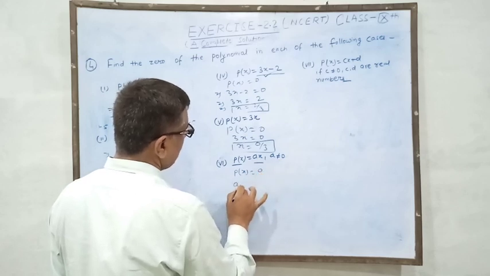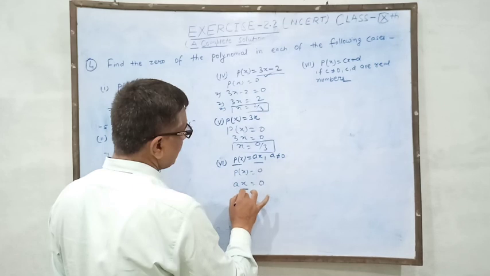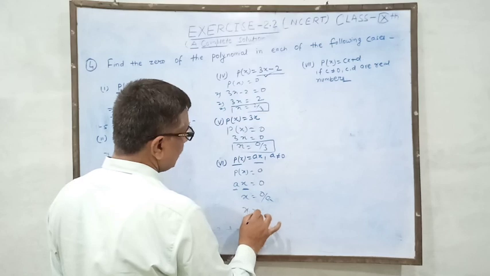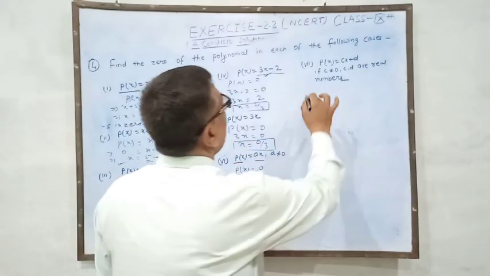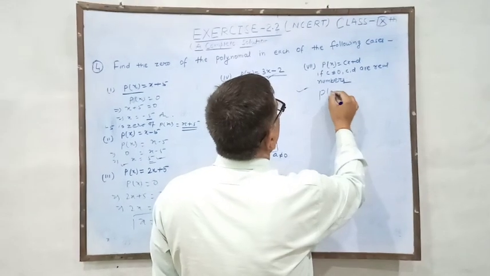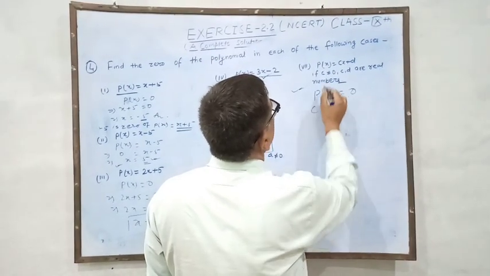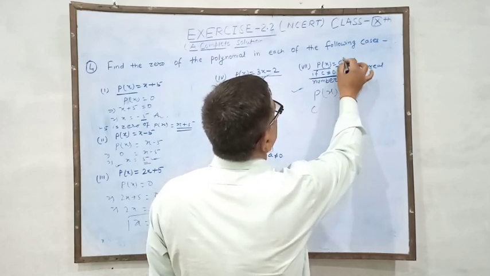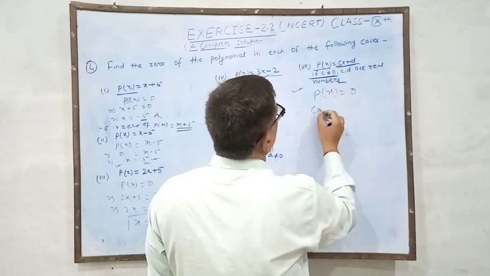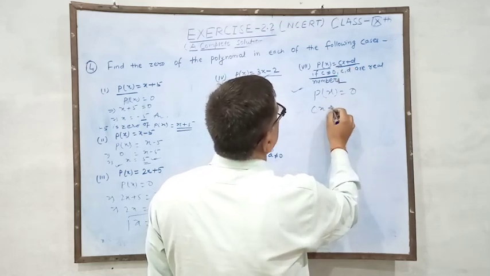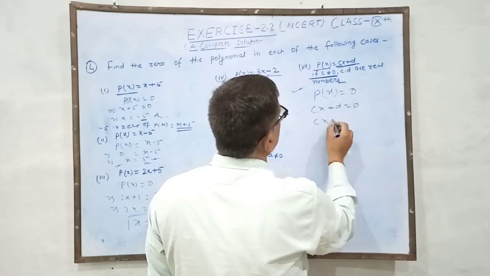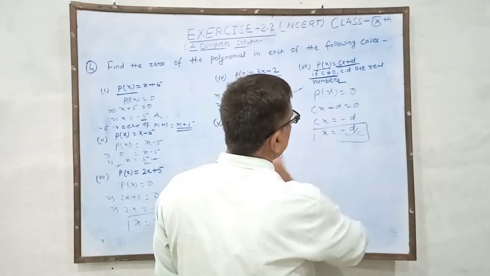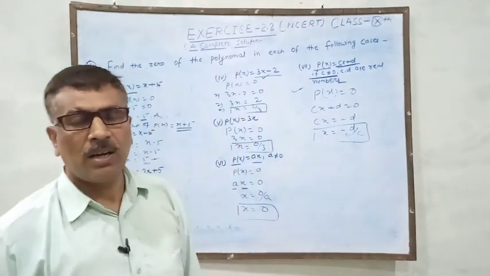Similarly, in place of p of x, ax equal to 0, you have to find x. So x equal to 0 by a, this a is transposed, x equal to 0. And this is the 0. And the last one, p of x equal to 0, and here it is given p of x equals cx plus d, if c is not equal to 0. If c is 0, that means x does not exist. So we put cx plus d equal to 0, and you transpose: cx equals minus d, so x equals minus d by c. And hence in this way I described all the question solutions.